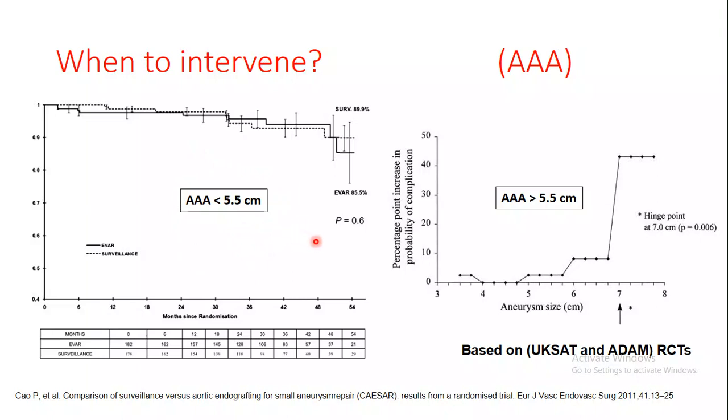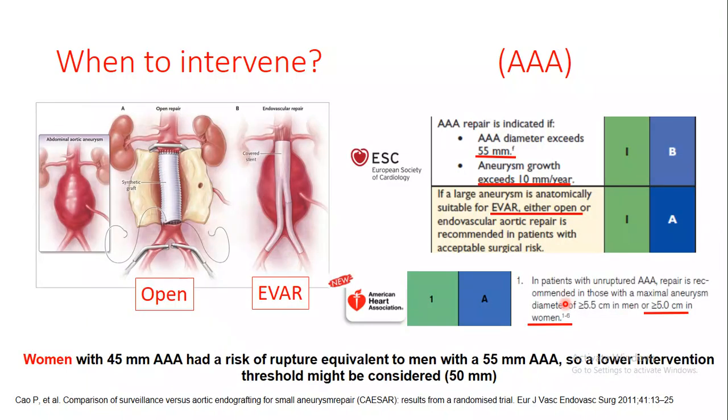On the other hand, the risk of rupture increases significantly beyond these cutoff points and becomes strikingly high as we reach 6 or 7 centimeter of diameter. So for an aneurysm beyond the cutoff point of 5.5, the intervention outweighs the potential risk. And hence the ESC and AHA recommendation for intervention on abdominal aortic aneurysm: the cutoff point of 5.5 centimeter or rapid growth of more than 10 millimeter per year.